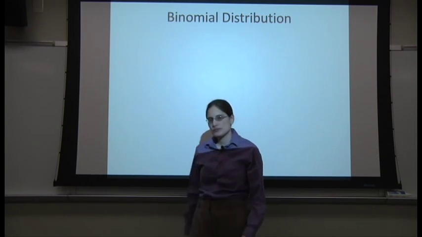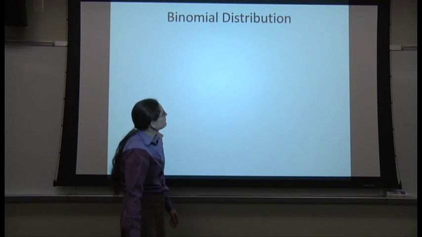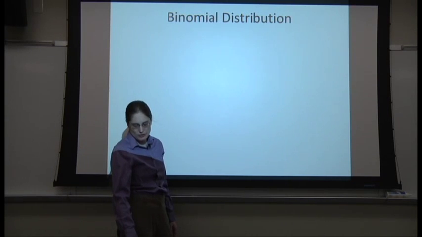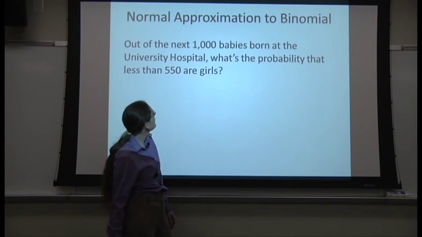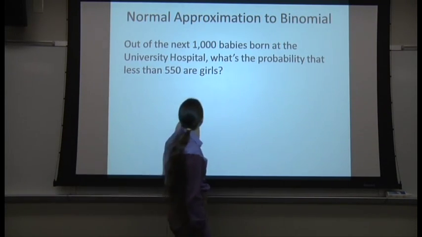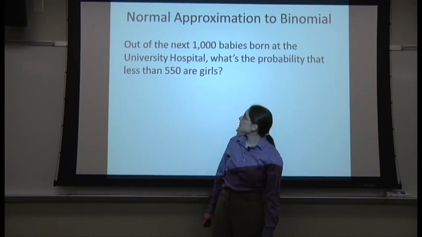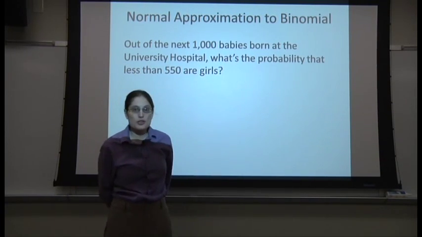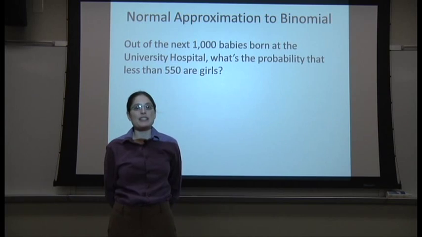So, we had a formula for the binomial distribution, but it kind of took a long time to use. Like, out of the next 1,000 babies born at the university hospital, what is the probability that less than 550 of them are girls? We could do this using the formula, but it would be a really bad idea. We'd have to use the formula 550 times. I don't want to do that. Is there a solution?